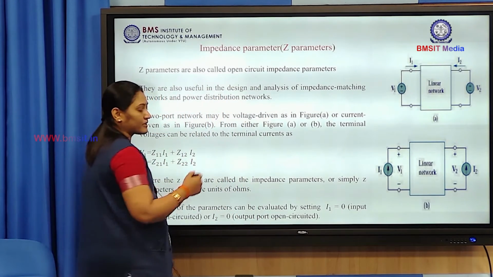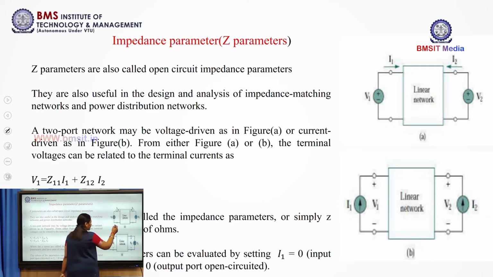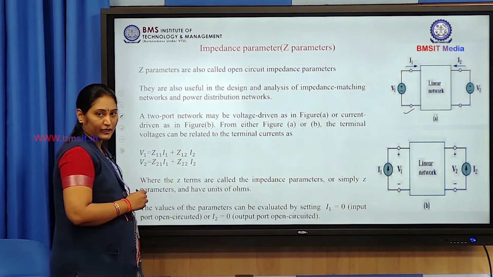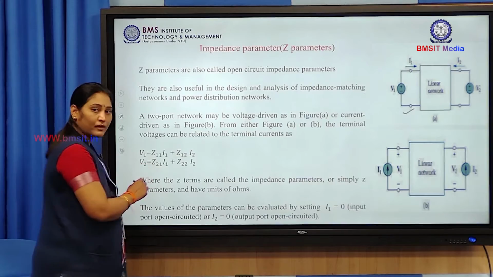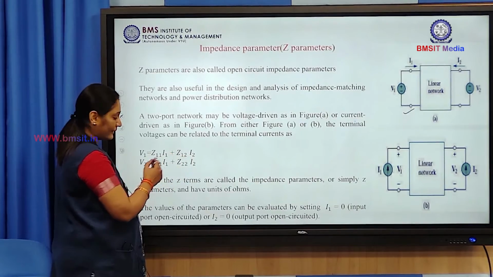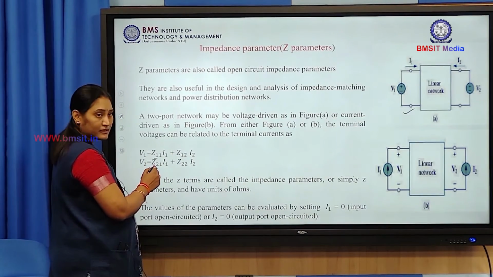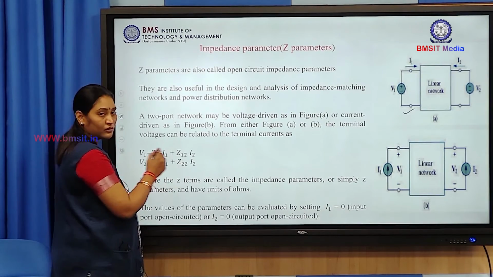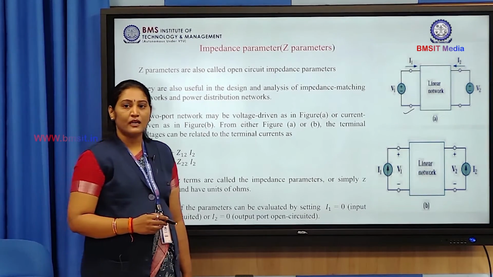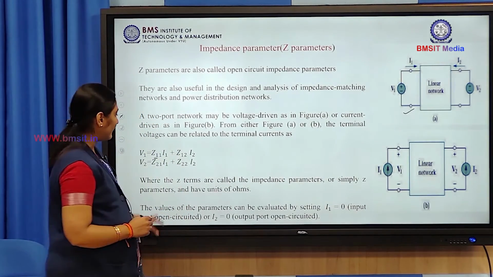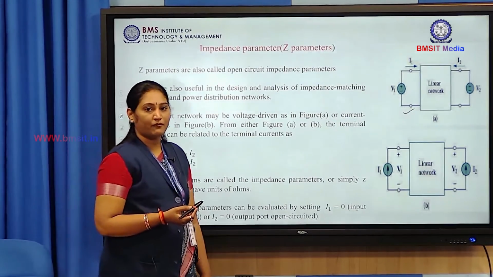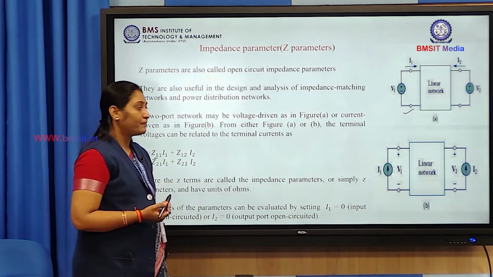Let me explain with the voltage driven network. For the voltage driven network, I can write 2 equations. V1 equal to Z11 I1 plus Z12 I2. Similarly, V2 equal to Z21 I1 plus Z22 I2. Here the Z terms are called impedance parameters or simply Z parameters, and the unit of these impedance parameters is ohms. The value of these parameters can be evaluated by open circuiting the network.